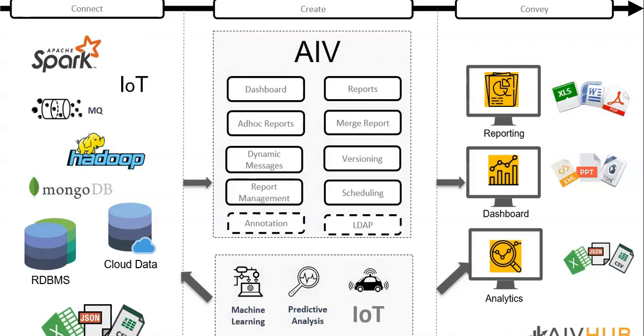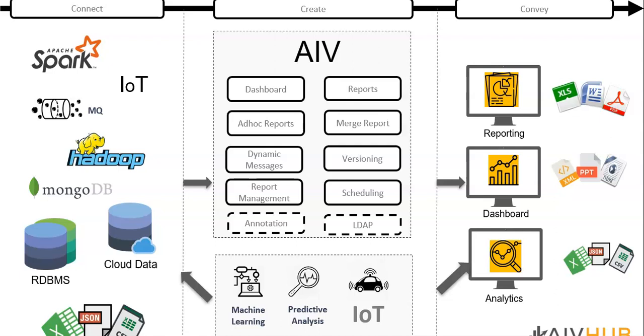This is a simple architecture explanation where you will be able to understand how easy it is to connect, create, and convey your insights. So as you can see in Connect, we have Spark, IoT, Hadoop, MongoDB, RDBMS, and flat files. So there is no restriction on the data source type. It can be anything.